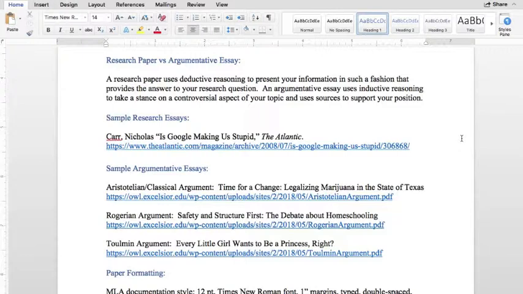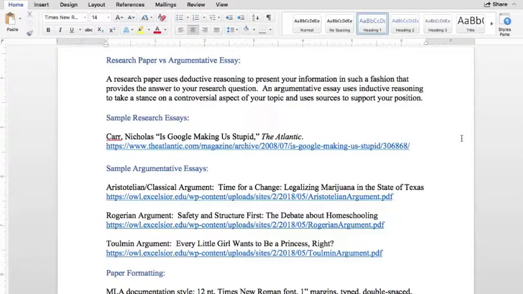So a research paper would take your sources. These are your general observations. This is the data that you found, the evidence that you found, and you draw a specific conclusion from all that research. So your specific conclusion would be the answer to your research question, right? So starting generally and ending up very specific.